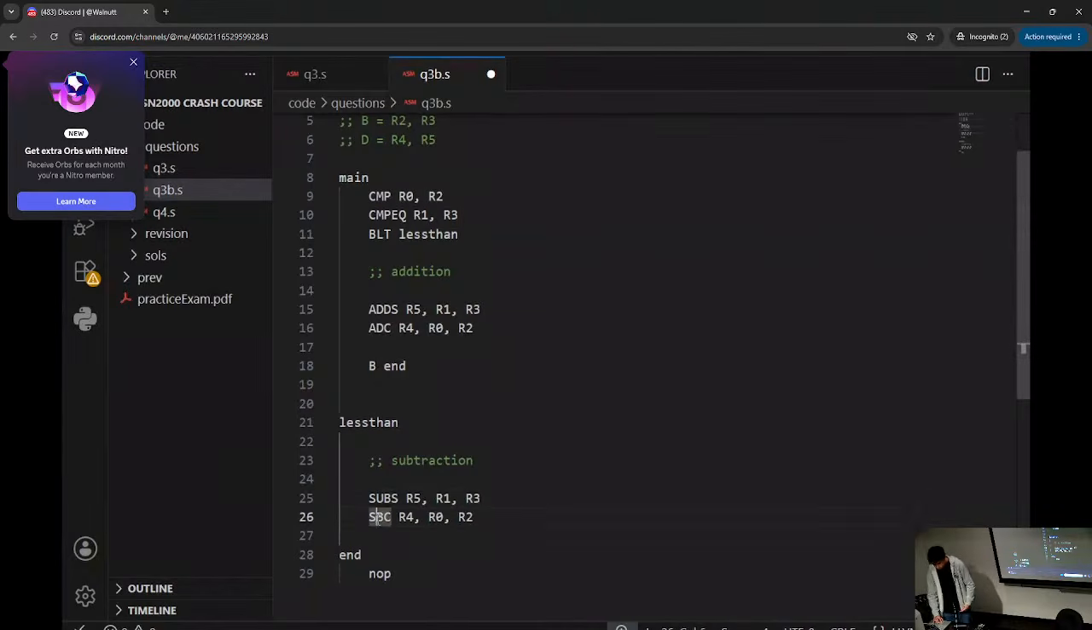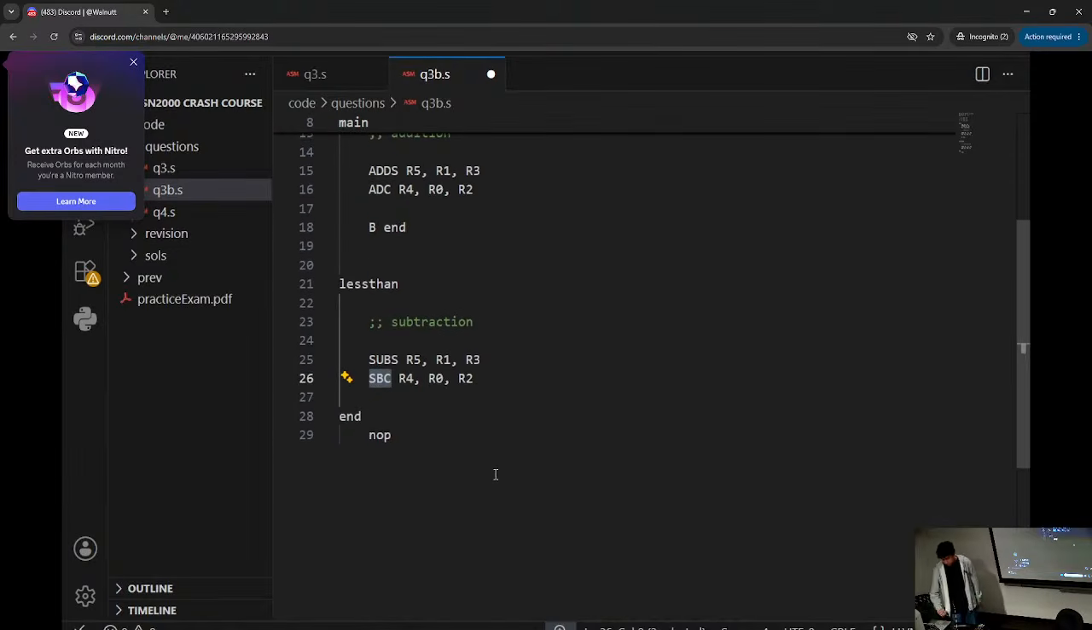SBC. So just as a pointer, what SBC does is it's the same thing as ADC. It subtracts with the carry. If the previous result had to borrow, because remember the concept of borrowing from subtraction, then that borrowed digit is taken from this operation here. That ends up giving us the end result, and we can just do B end.